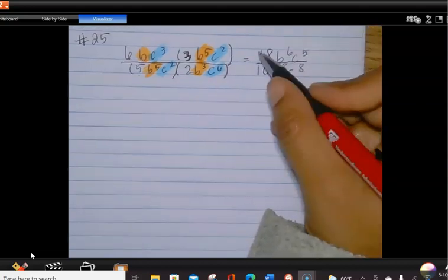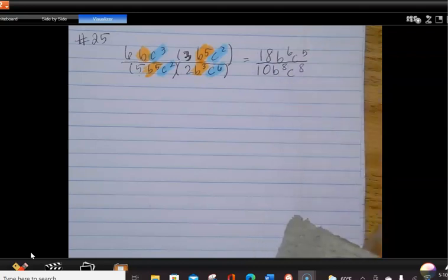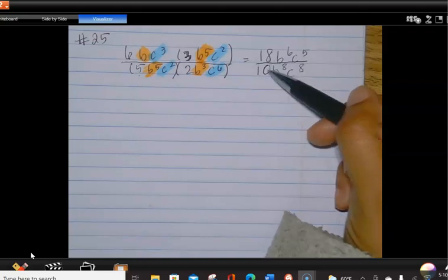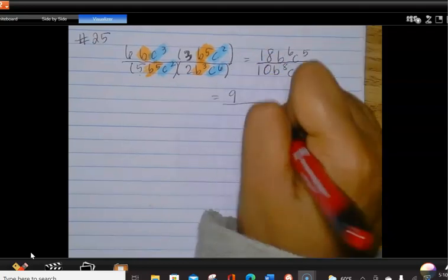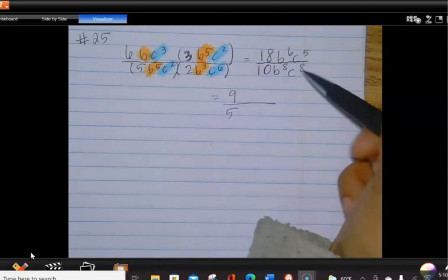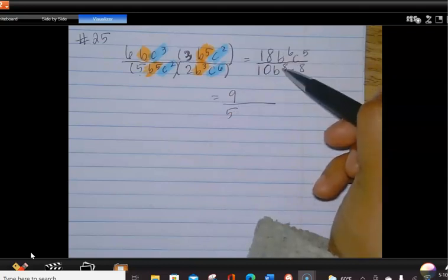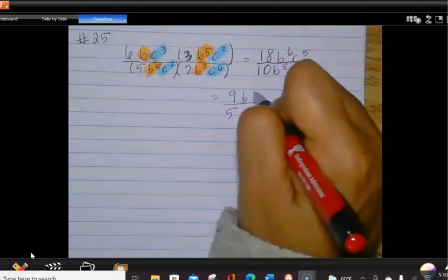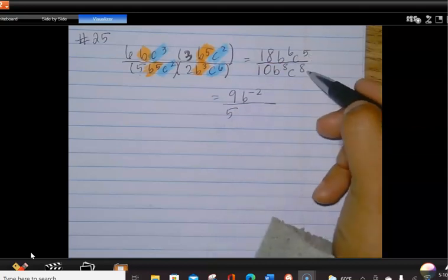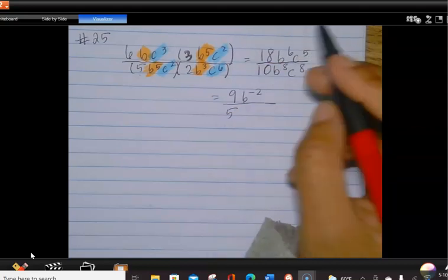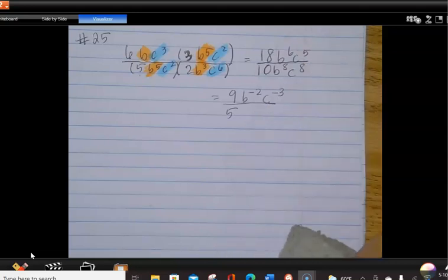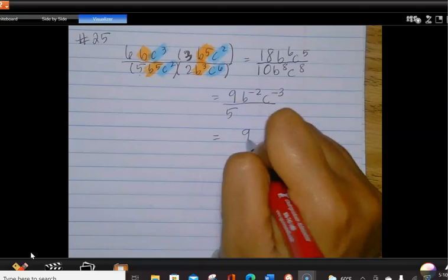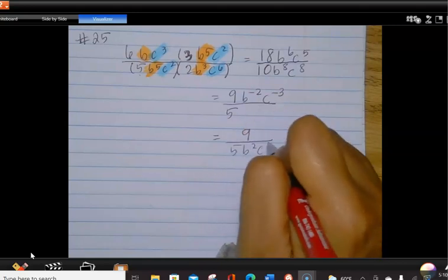And now I'm just ready to reduce this fraction. And I believe the greatest number that can go into both of those would be just 2. I'm trying to think. Yeah, 2. So I'm going to make this a 9 and this a 5. Divide by 2 to both of those. And then again, I'm doing quotient rule for subtraction. 6 minus 8 is b to the negative 2. And then right here, 5 minus 8 is going to give me c to the negative 3. So the final answer to this is actually 9 is in the numerator, 5b squared c to the third.